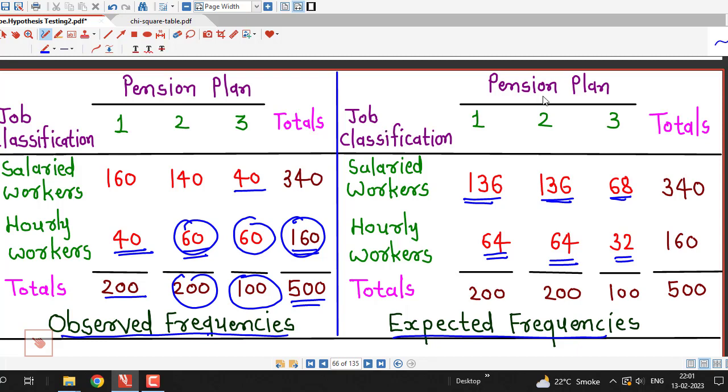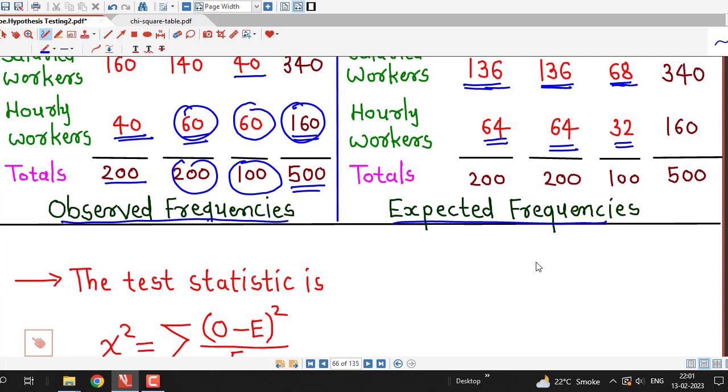So these are the expected frequencies corresponding to the given observed frequencies, and here we assume that this job classification and pension plan are independent of each other. Using that assumption, we have written these expected frequencies.